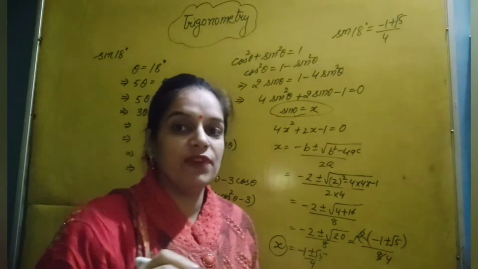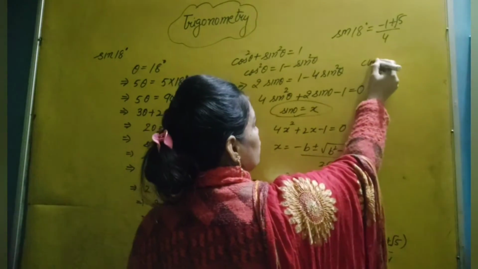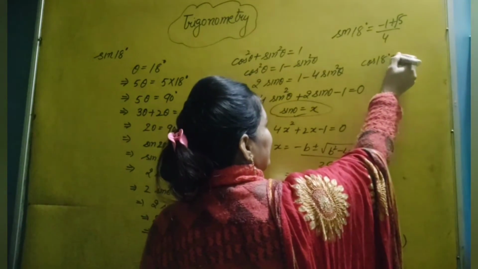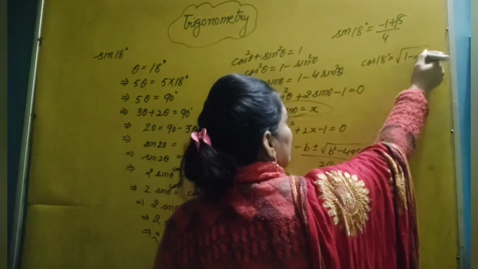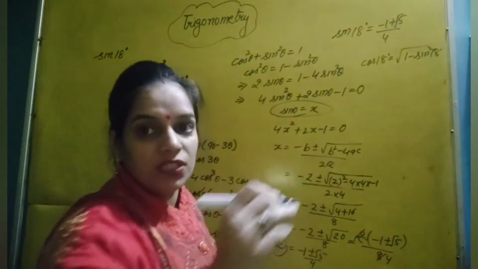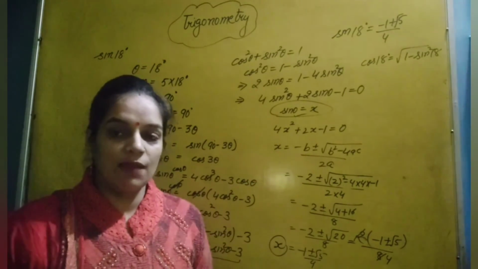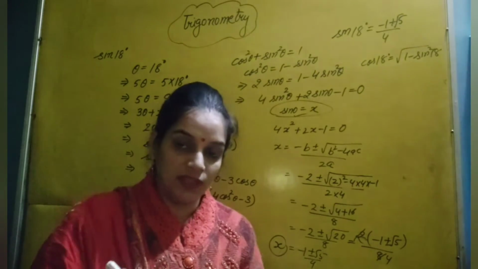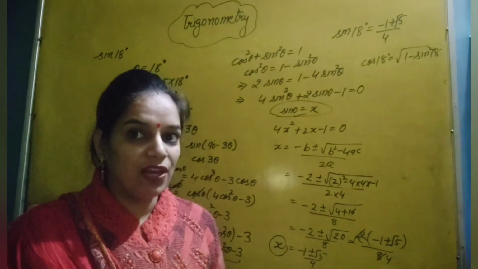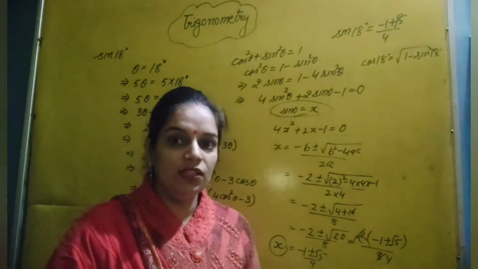With the help of this value, we can find the value of cos 18 degree. That you will evaluate yourself. Cos 18 degree will be equal to under the root 1 minus sin square 18 degree. As soon as you square the value of sin 18 and simplify, you will find the value of cos 18 degree. And the same way you can find the value of tangent 18 by dividing the value of sin 18 by cos 18.